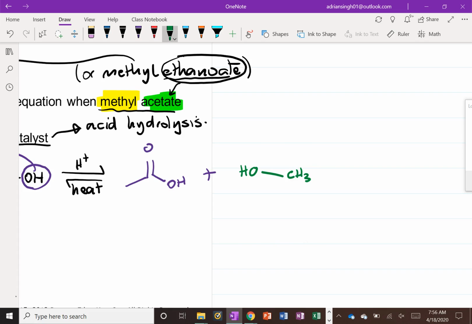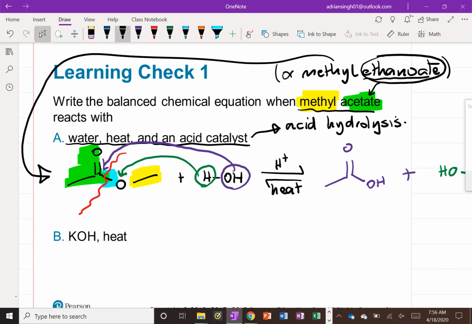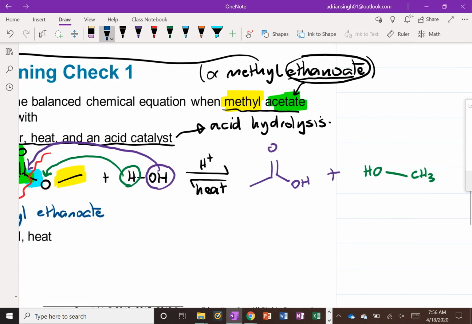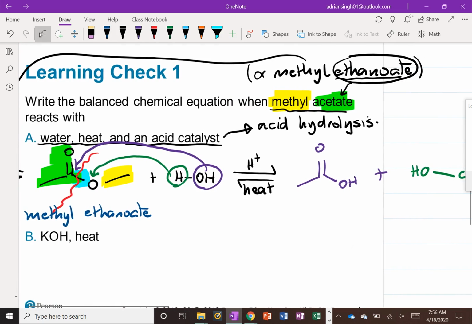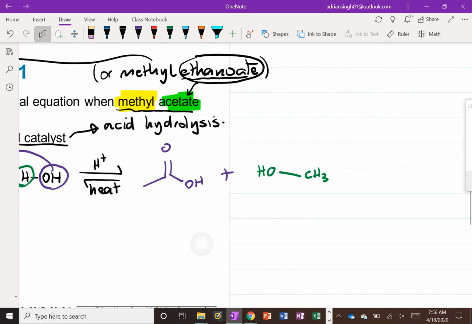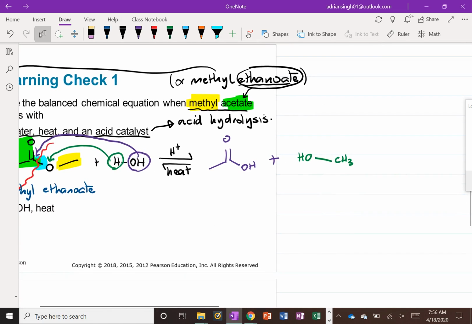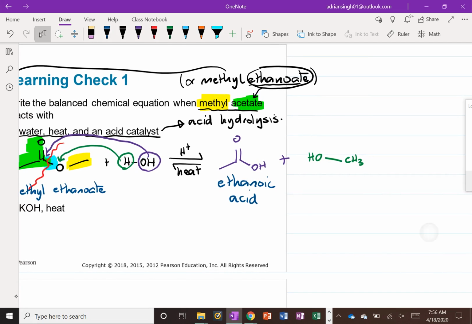So we have our original ester, which is methyl ethanoate. And when we subject that ester, methyl ethanoate, to acid hydrolysis, we end up with the corresponding carboxylic acid, which would be ethanoic acid. And we get the corresponding alcohol, which would be methanol.